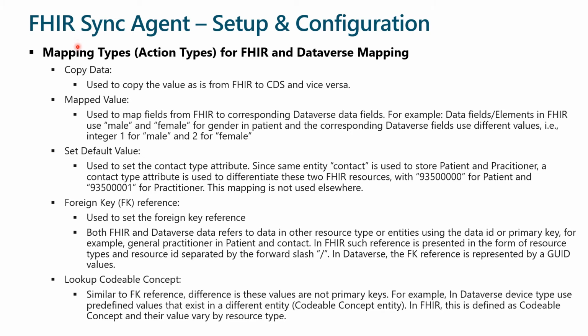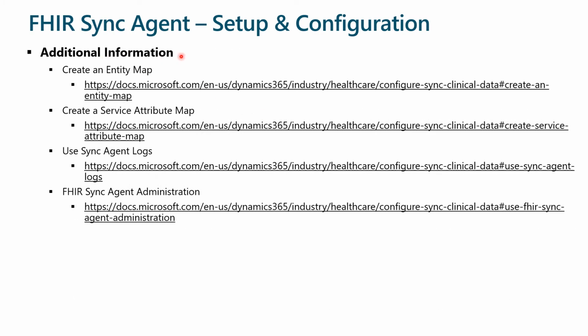So these are the 5 available mapping types that you can leverage when you are creating a new entity map or a new attribute map. We have included additional information from our docs link to create a new entity map or create a new service attribute map, and also added some additional information on how to get to the sync agent log, as well as some additional information on FHIR Sync Agent administration. And this completes part 2 of the FHIR Sync Agent Tech Talk.